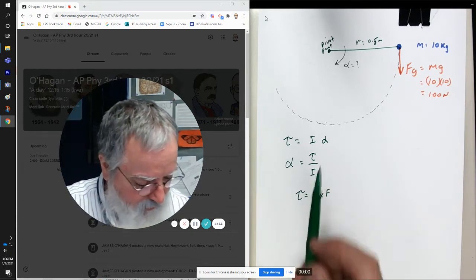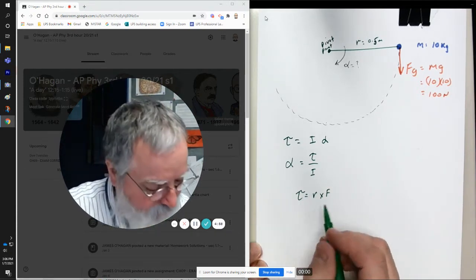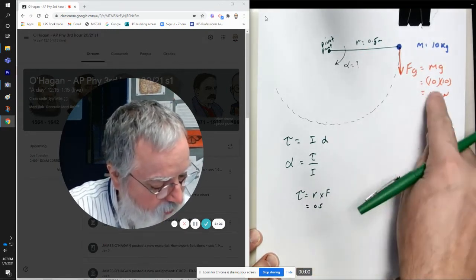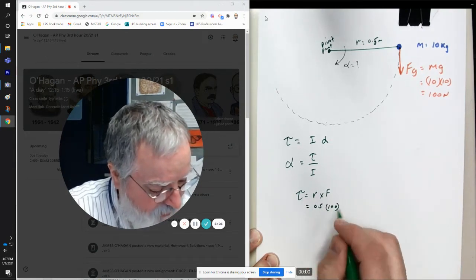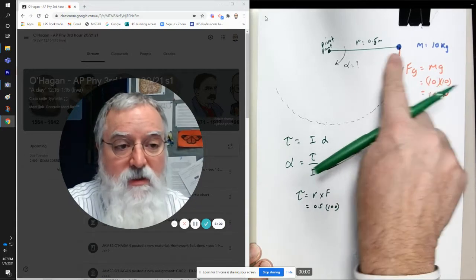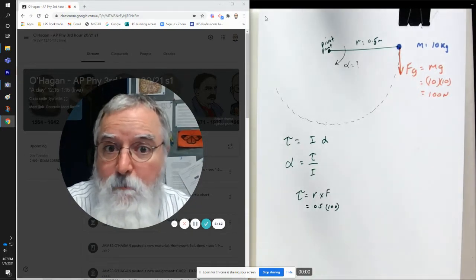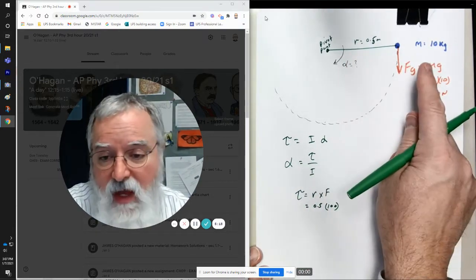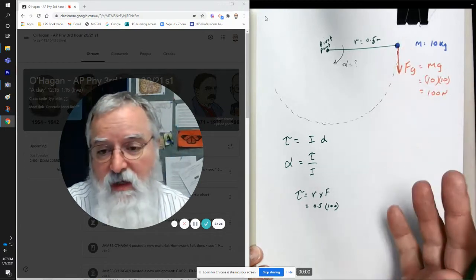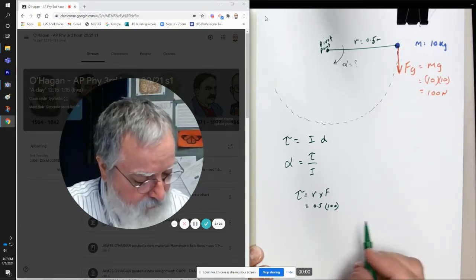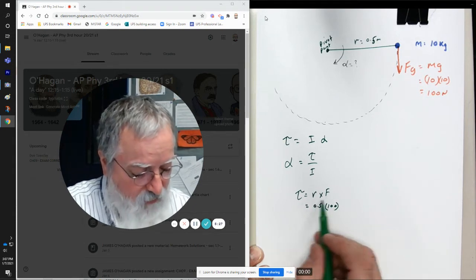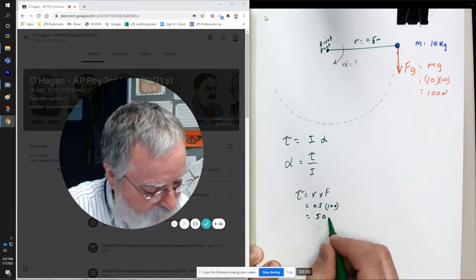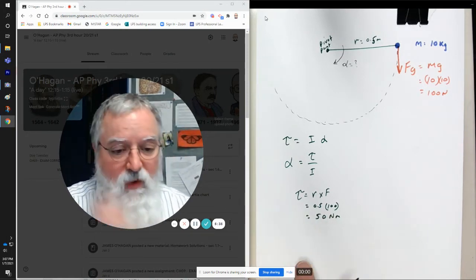Back to what we were doing here. Our torque equals R cross F. The radius is 0.5, and the force is 100. Because the radius and the force are at right angles, this is going to be the most torque you can get. Remember, it's RF sine of the angle between them. The angle between them is 90 degrees, and sine of 90 is 1. Basically, this is R times the perpendicular force, and because they're perpendicular to each other, we're just done. This is 50 newton meters. So that's the torque.